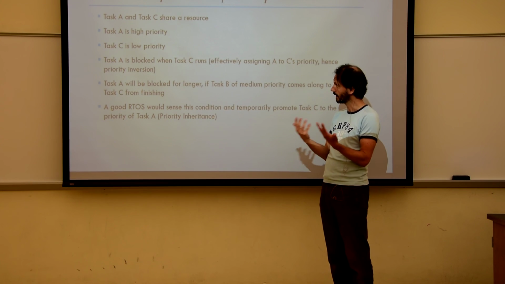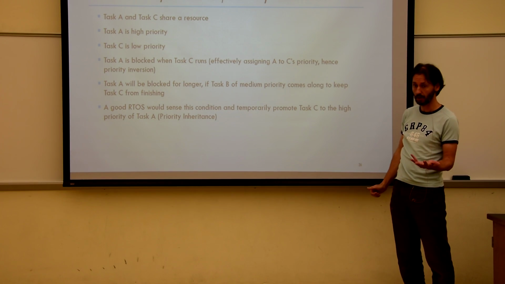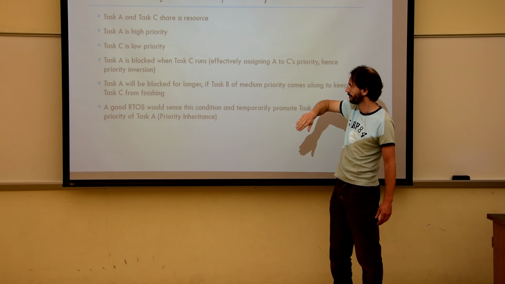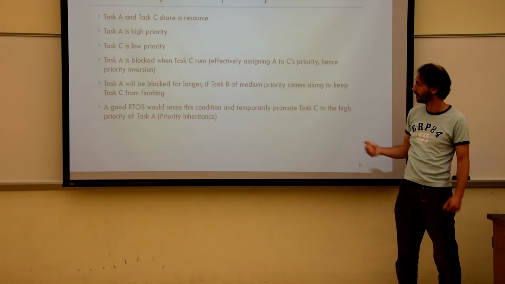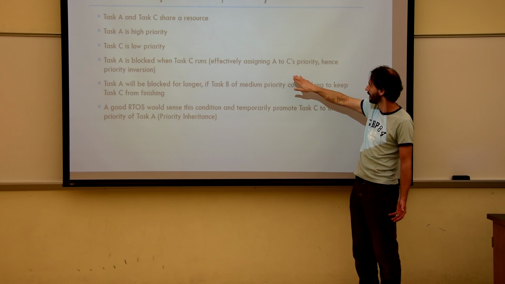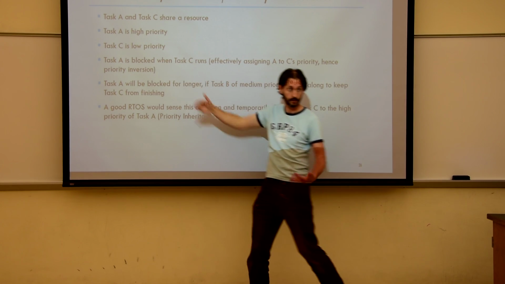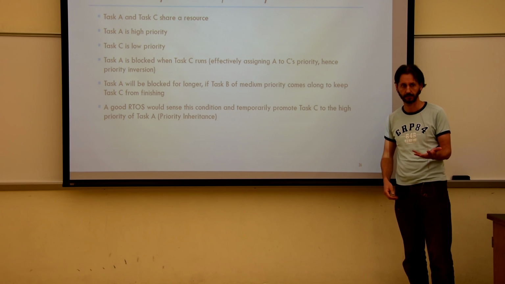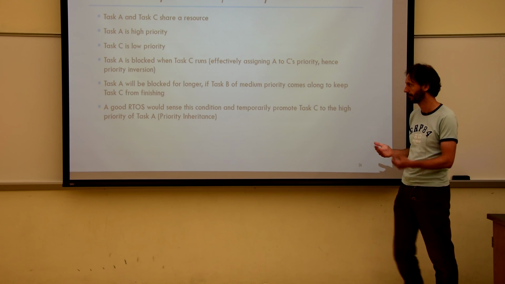So let's again take two tasks, one with a high priority, one with a low priority, and say task A is blocked when task C runs. Why? Because they actually share a resource. What does that imply? It effectively assigns the priority of C, which is the low priority, to A, because it has to wait for C. And this is what we call priority inversion. So even though you have high priority, it's sort of inverted to a low priority because of this problem.